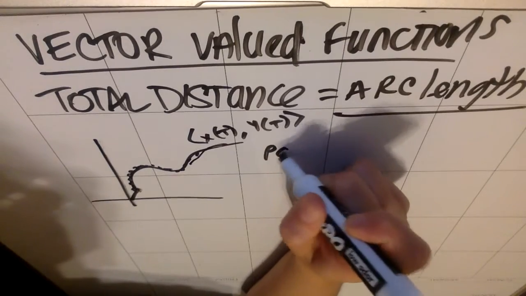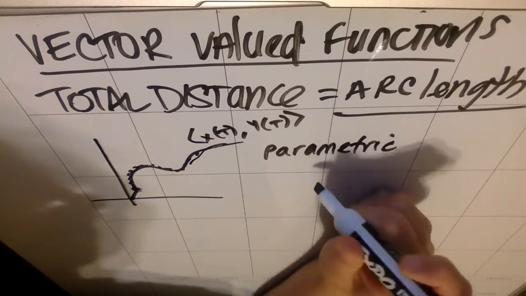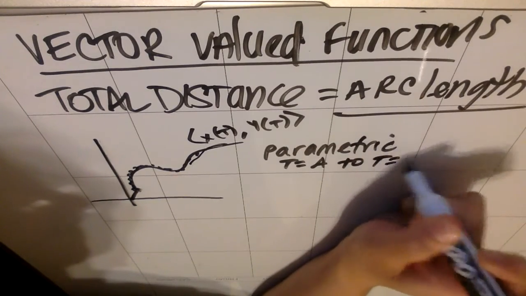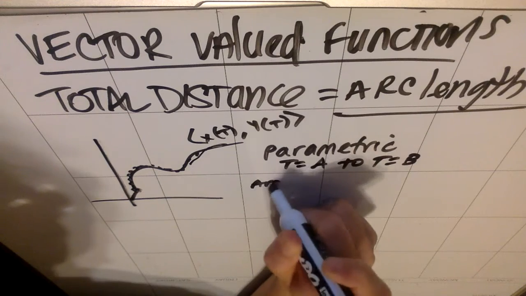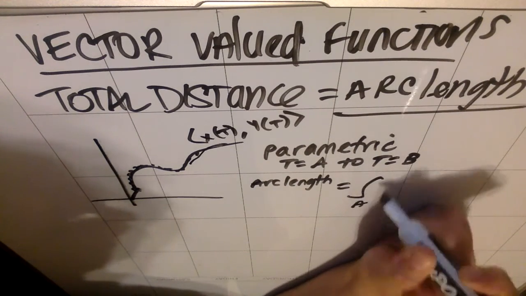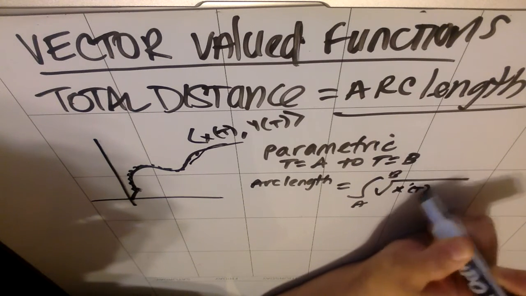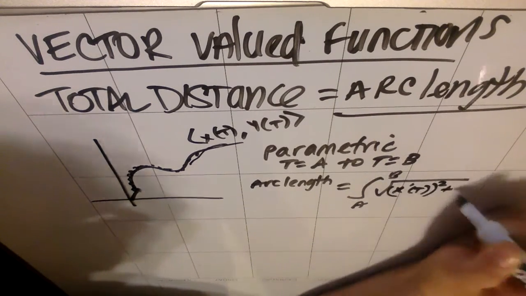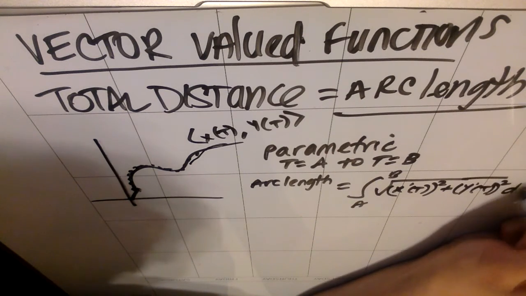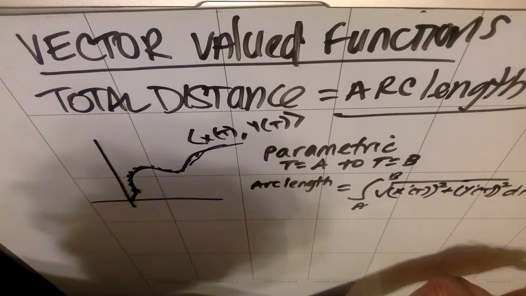If you think back to the way we found arc length in parametric, we started from, let's say, some t equals a to t equals b, and the way that we found our arc length was by integrating from a to b of the square root of x prime of t quantity squared plus y prime of t quantity squared. And if you added a third dimension here and there was a z prime, it would be the same situation. Obviously, all of that's with respect to t.